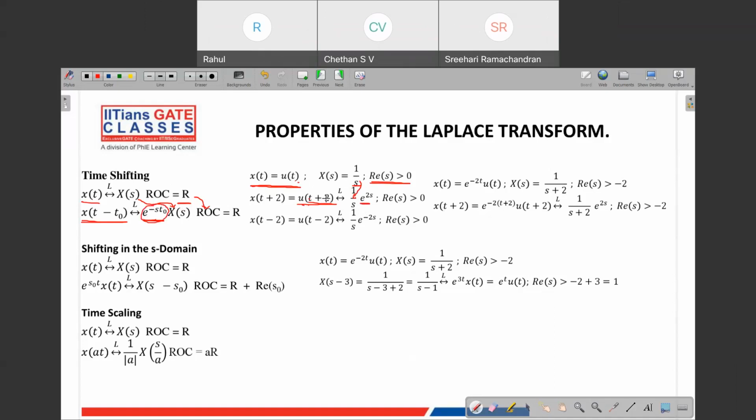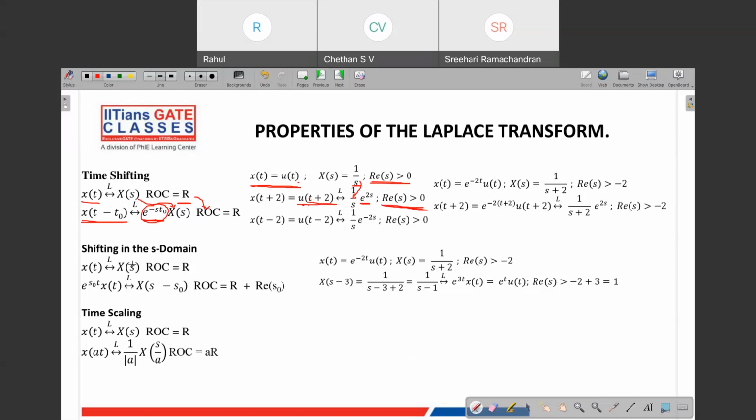Here t naught is minus 2, so it will become e to the power 2s into 1 by s. The ROC will remain the same; ROC is not going to change. So in this kind of problem, if you know the property and you know some of the basic Laplace transforms already, instead of going through the Laplace transform formula, you can just use this property and calculate the Laplace transform.